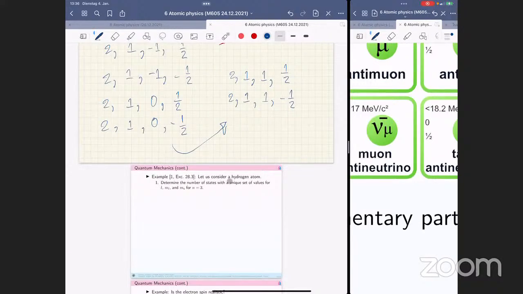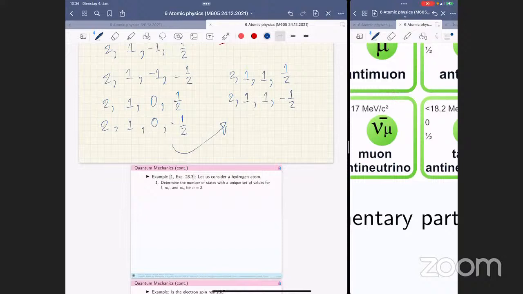Okay, when n equal to 3, what is the possible quantum state in this case? Right? What are the possible quantum numbers in this case?